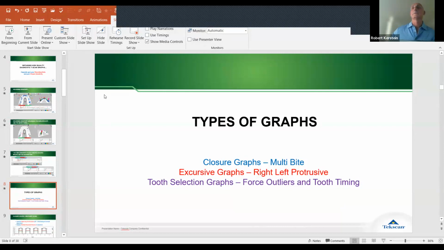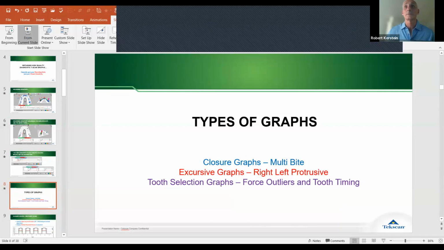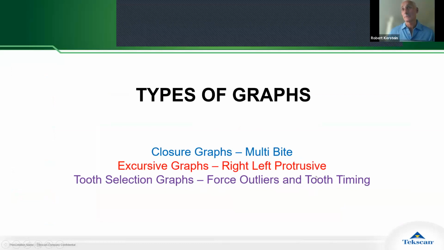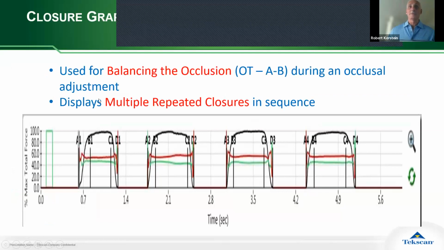Yes, okay. So the types of graphs, let me do this again from the current slide. Closure graphs, excursive graphs, and tooth selection graphs. And I'll show you examples of each of them and teach you about each of them. And I apologize for not screen sharing. This is a multi-bite closure graph.